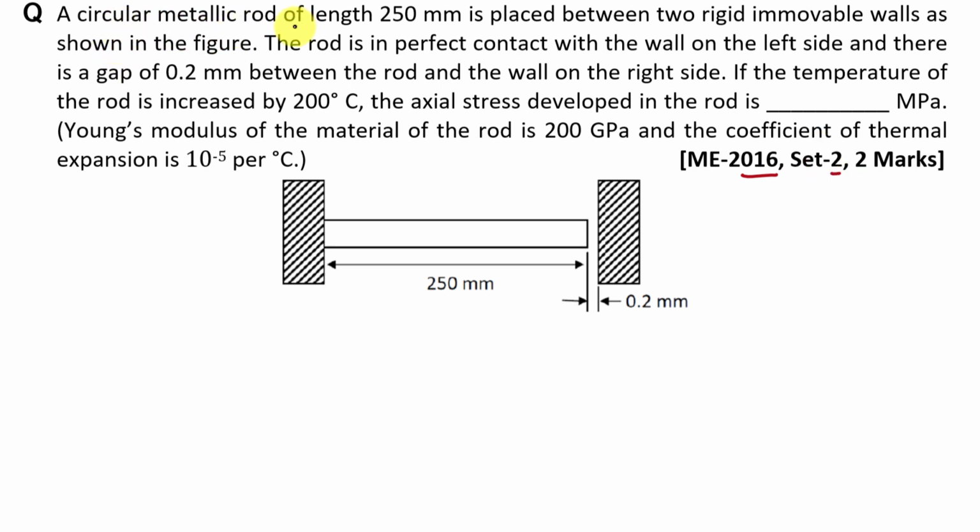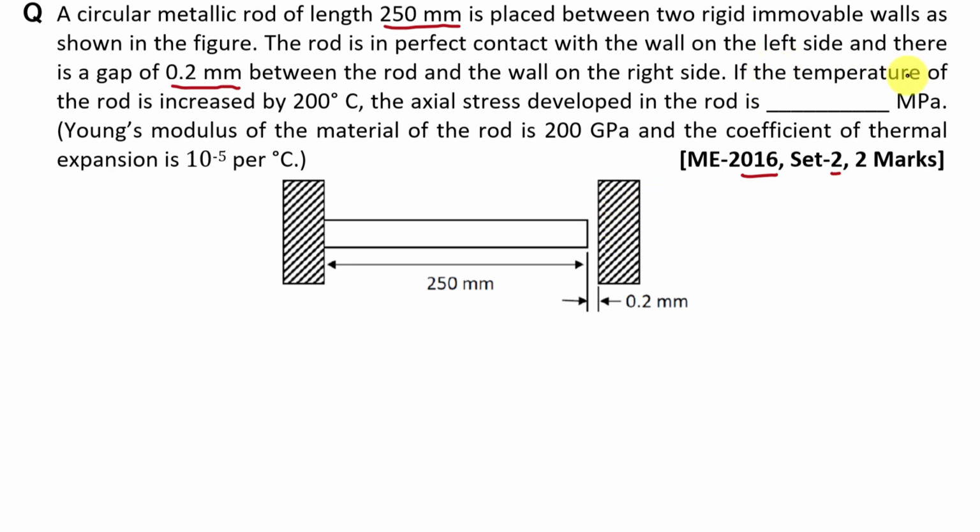A circular metallic rod of length 250 mm is placed between two rigid immovable walls as shown in the figure. The rod is in perfect contact with the wall on the left side and there is a gap of 0.2 mm between the rod and the wall on the right side. Means here there is no gap between this wall and this end, and here there is a gap of 0.2 mm between this rod and this wall.